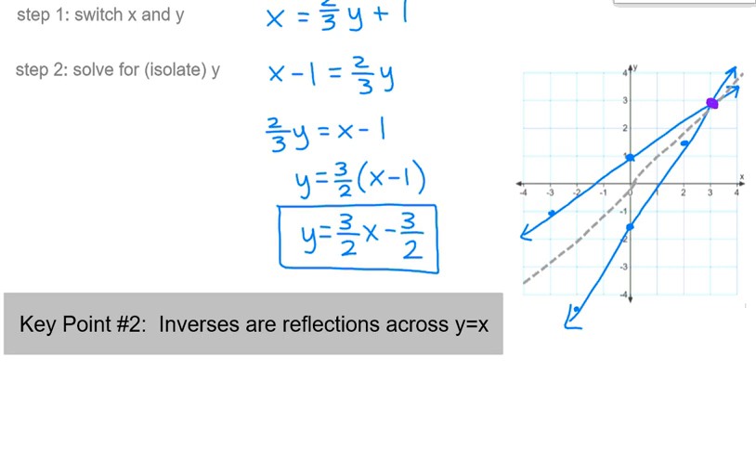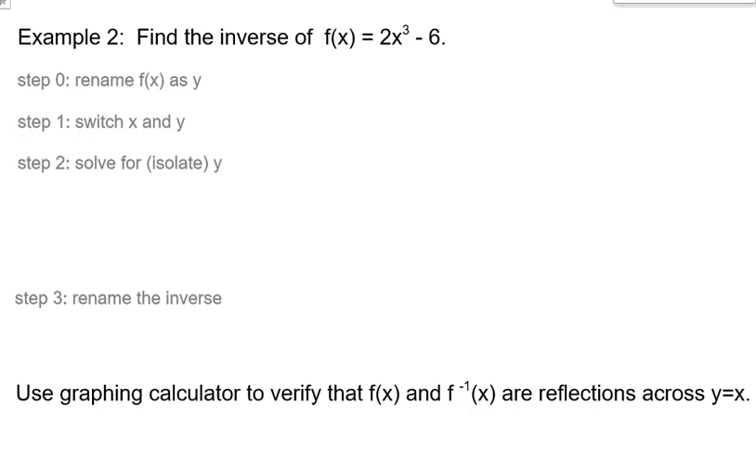Let's do one more example. Example number 2. Find the inverse of f of x equals 2x cubed minus 6. So if you're looking at the steps I've written along the side, you'll notice that I added a couple steps. In example number 1, we had y equals something. This one says f of x equals something, and we're supposed to switch x and y. So why don't we just rename f of x and call it y?